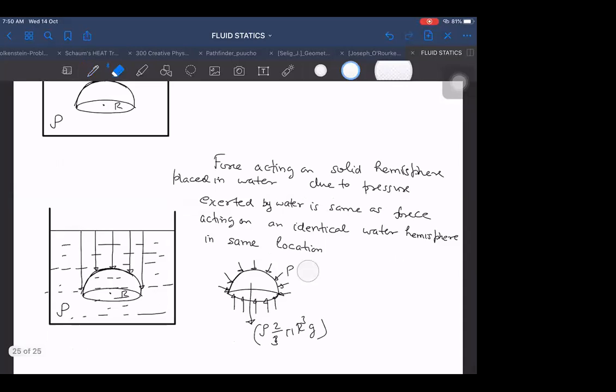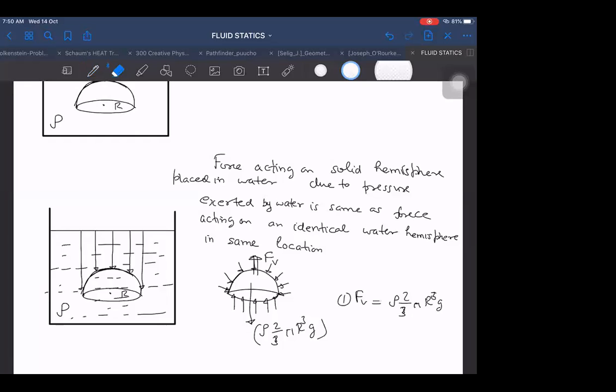I don't know what the pressure is. Although pressure is variable and I don't even know the depths. But you see how wonderfully we still get the same result. The net vertical force due to pressure will be just equal to rho into 2 by 3 pi r cube into g. So we are getting the answer for the first case easily.